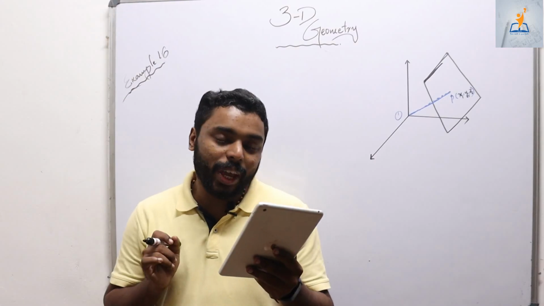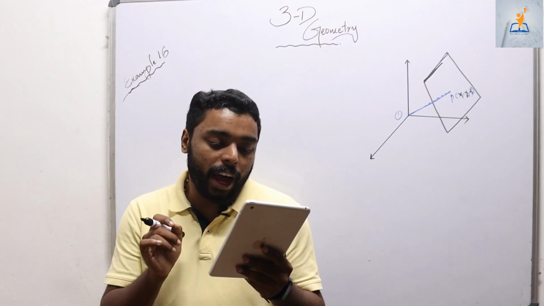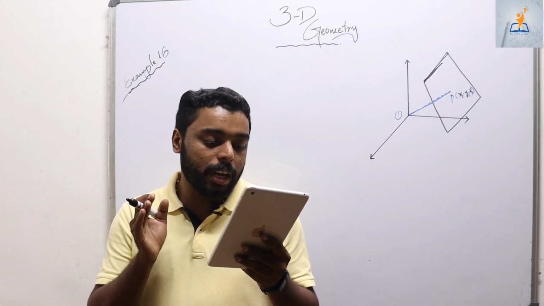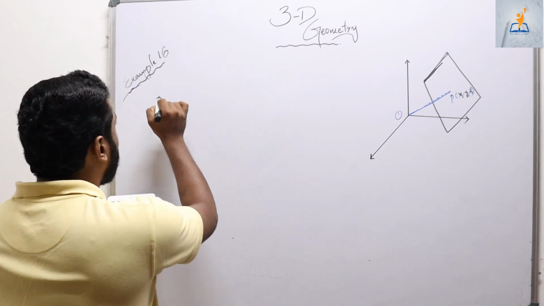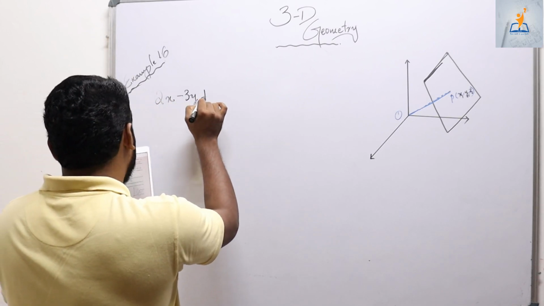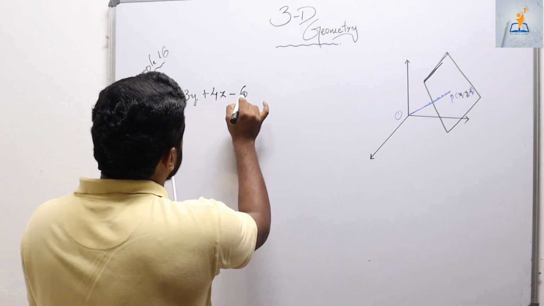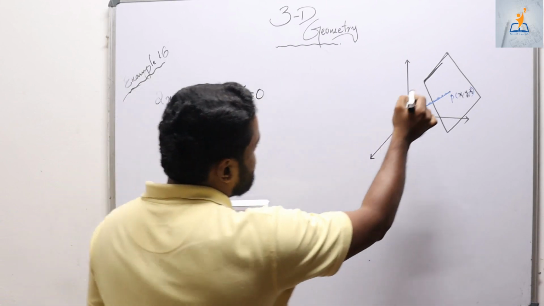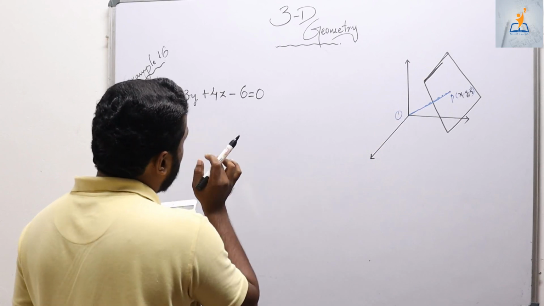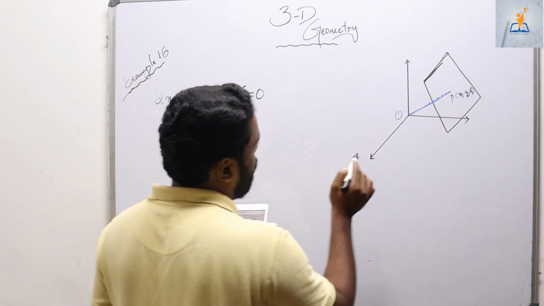Now coming on to example number 16. Find the coordinates of the foot of the perpendicular drawn from the origin to the plane. We are given a plane 2x minus 3y plus 4z minus x equal to 0. So consider this is our required plane. We have to find the coordinates of the foot of the perpendicular.